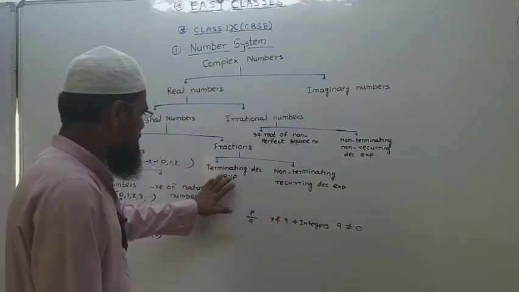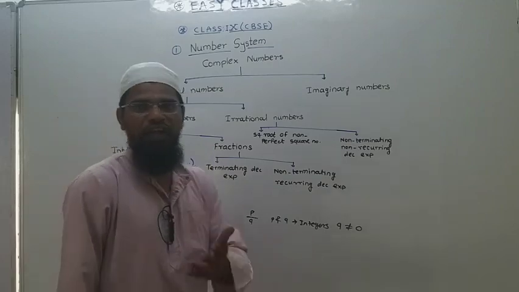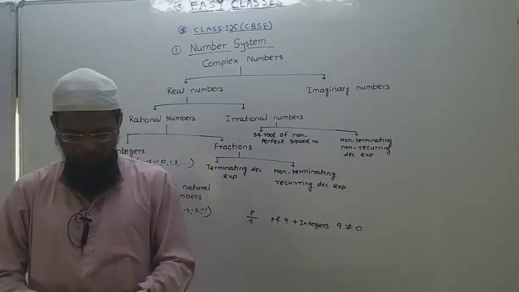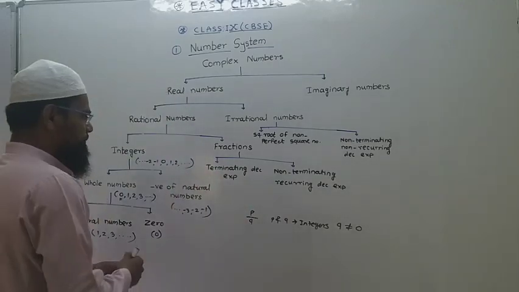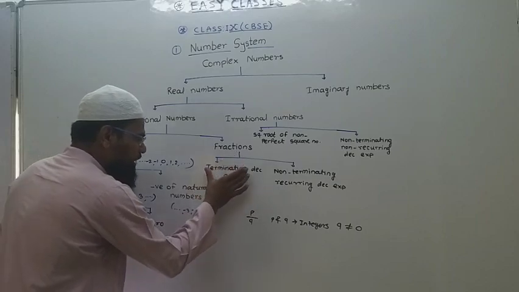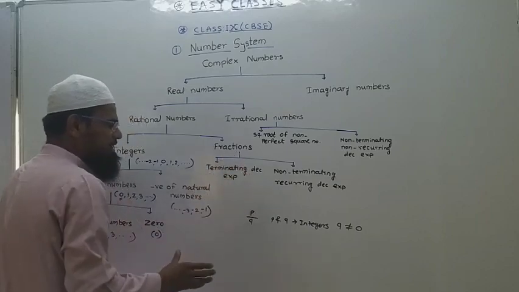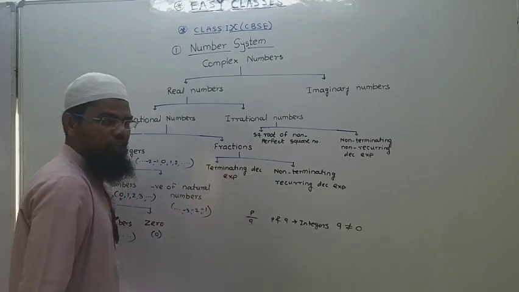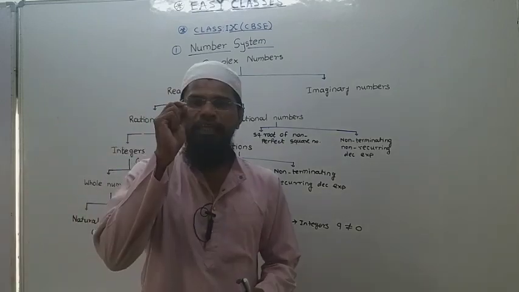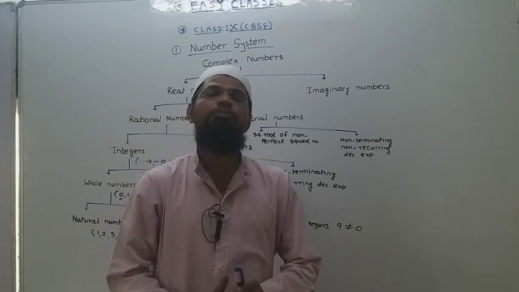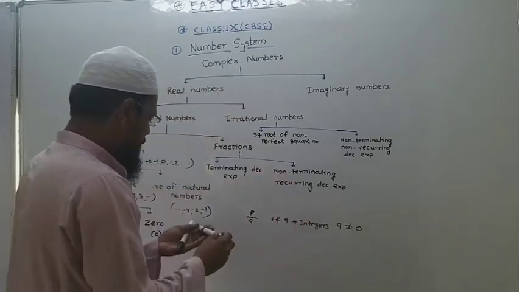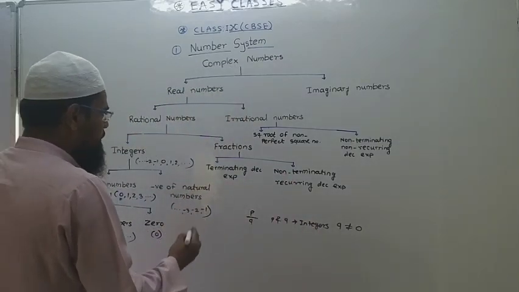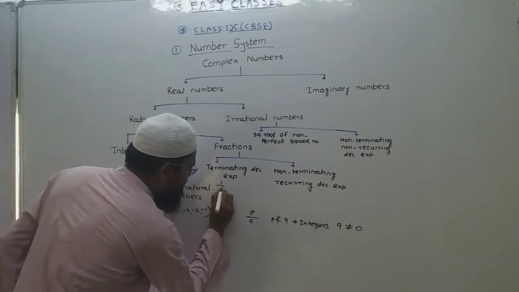So here please concentrate on the fraction. We know that a fraction has a numerator and a denominator. First of all, we understand the terminating decimal expansion concept. What is the terminating decimal expansion concept? It is nothing but, for example, 1 upon 4.